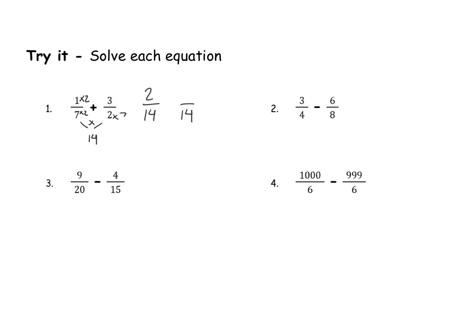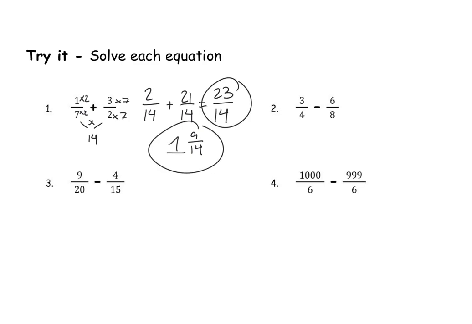2 to 14, that's multiplying by 7. So I'm going to multiply 3 by 7 as well. And we've got 21/14. Adding together, I'm going to keep my denominator the same. 2 plus 21, that is 23/14. You can leave it like that. If you wanted to simplify this more, we can make it a mixed number, which would be 1 and 9/14. Either one of these work.